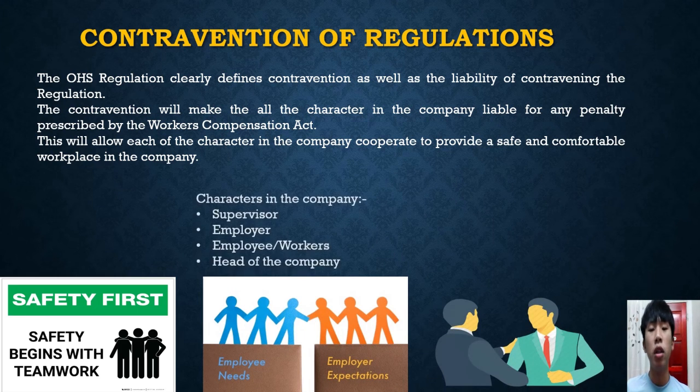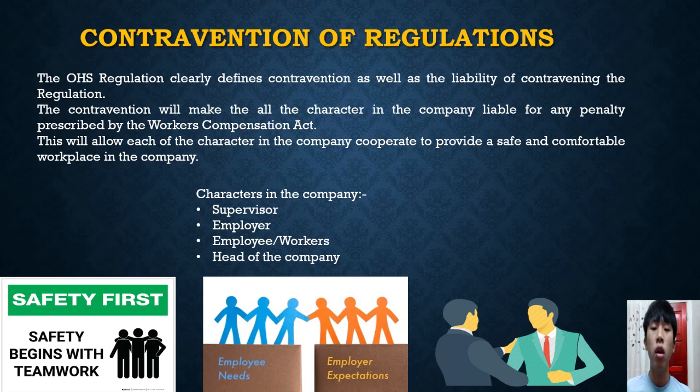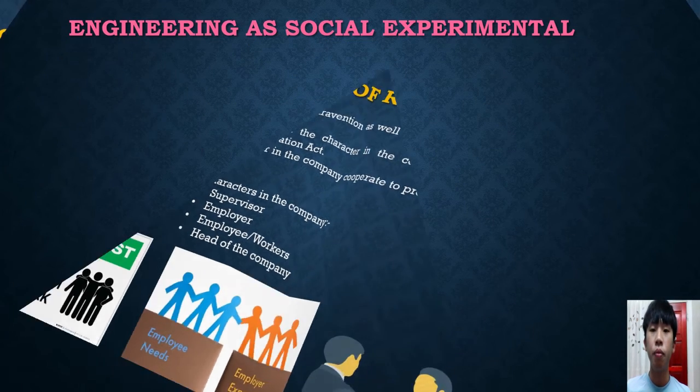There are four characters in the company who need to pay attention to make sure all the safety is secure in the company. The first one is the supervisor, the second one is the employer, the third one is the employee or workers, and the last one is the head of the company. Last but not least, safety first is very important and needs to be known by everyone, every character in the company.